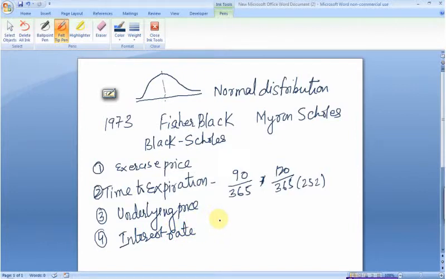And what interest rate do you put? It is basically the risk-free interest rate, and in the US it's mostly treasury bills. So if your expiration is 60 days, you will correspond to what is the interest rate for a 60-day T-bill. If it's 120 days, it will be a 120-day T-bill.